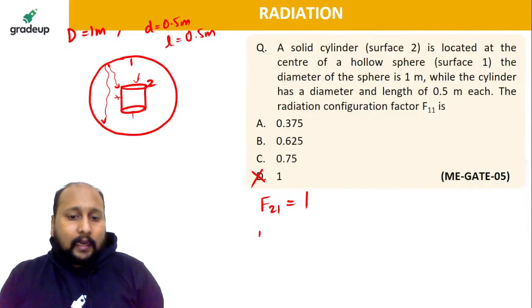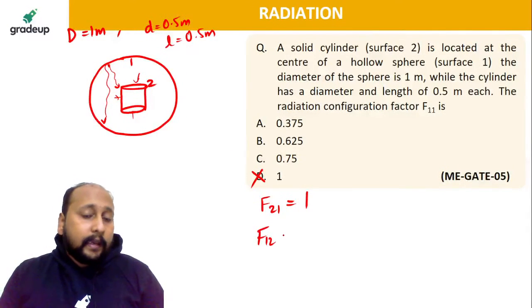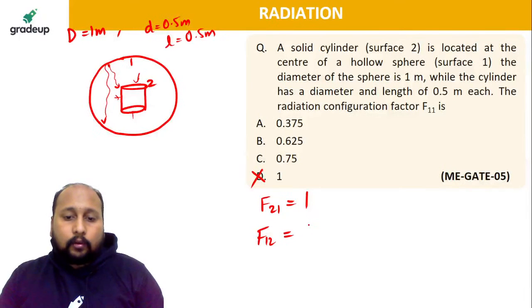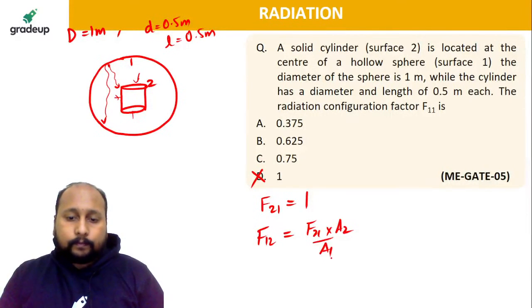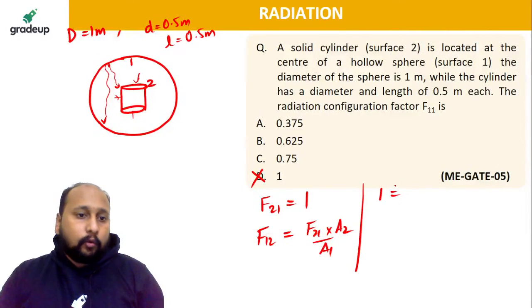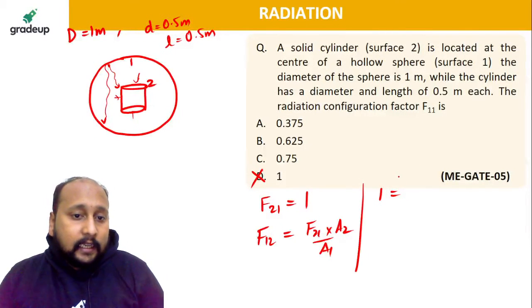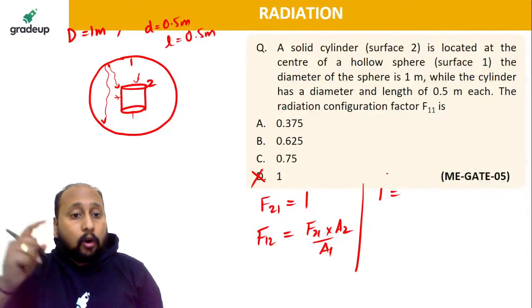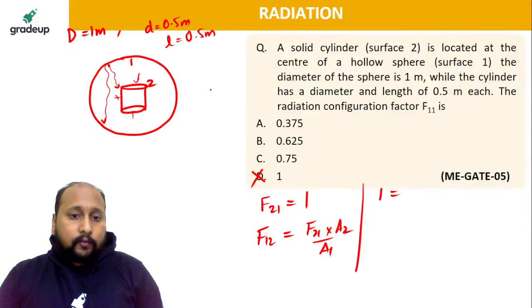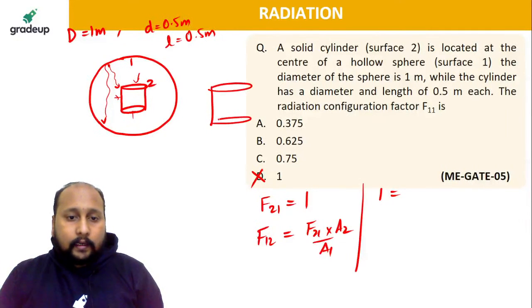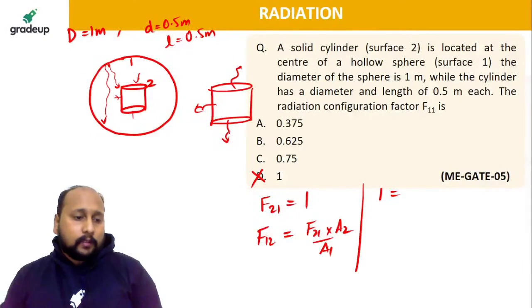From this I can get the value of F12 by the reciprocity theorem. F12 will be equal to F21 into A2 by A1. Now what is F12? F21 is equal to 1. A2, what will be this area A2? Anyone? What is the surface area of a cylinder? In this case we'll take all three sides, because if you observe closely, if this is your cylinder, you can have radiation from this surface, from this surface, and from this surface, all three surfaces.